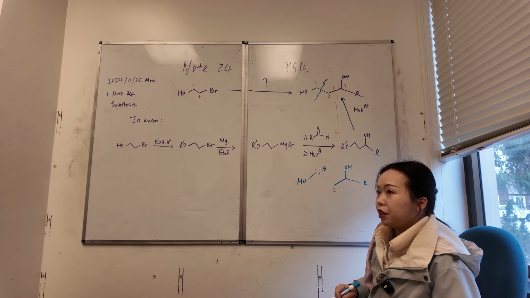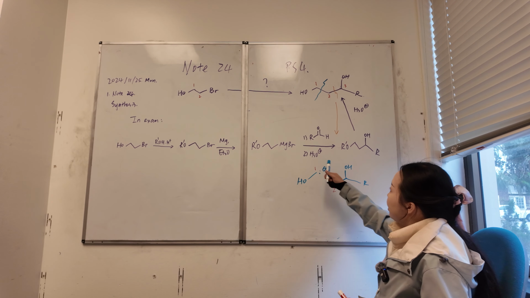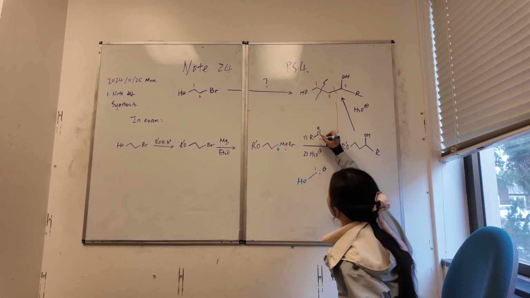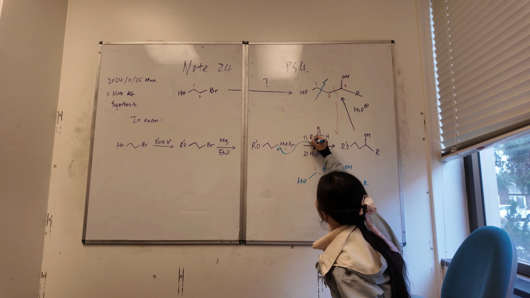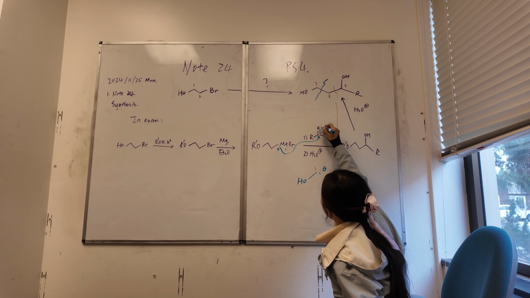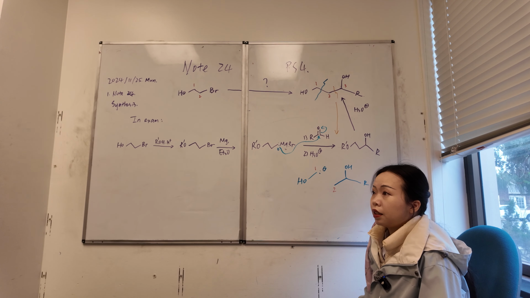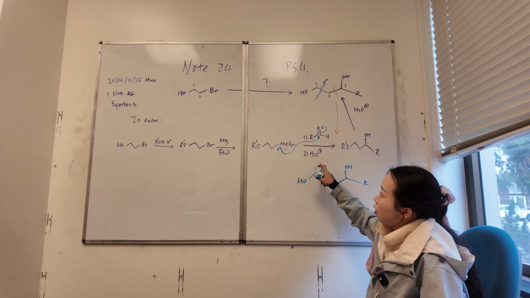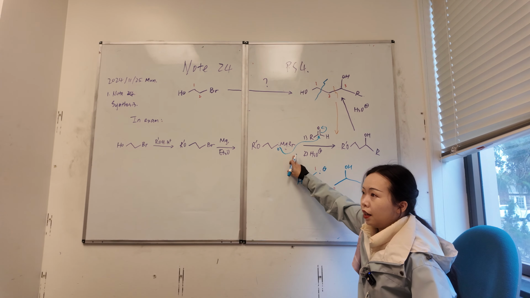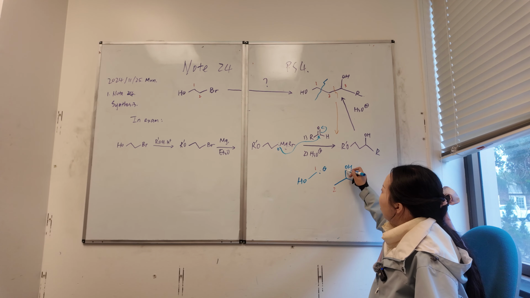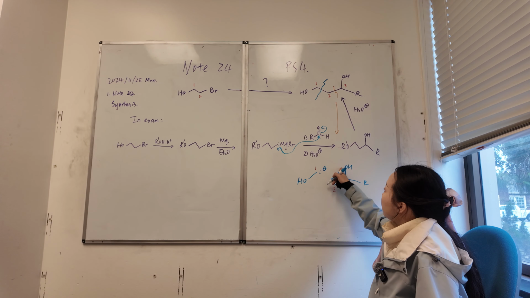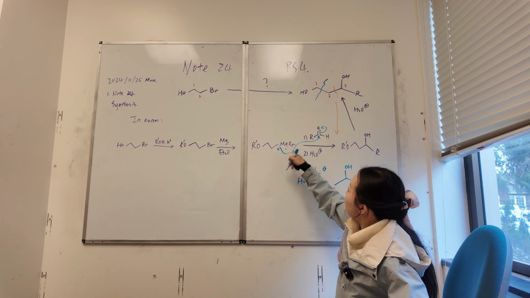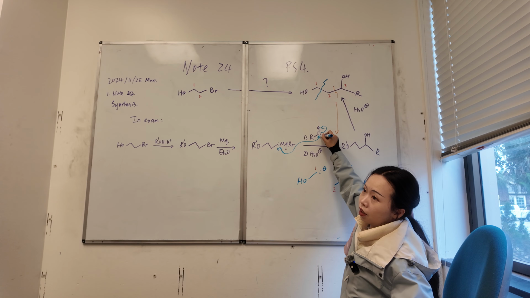Think about the Grignard reagent. The formation of the carbon-carbon bond in this route is here, right? The bond you form is right next to the oxygen. The formation of this bond is right next to the oxygen.